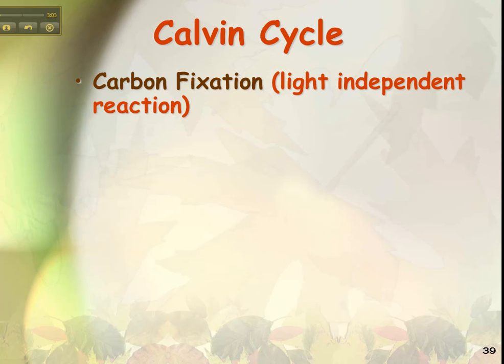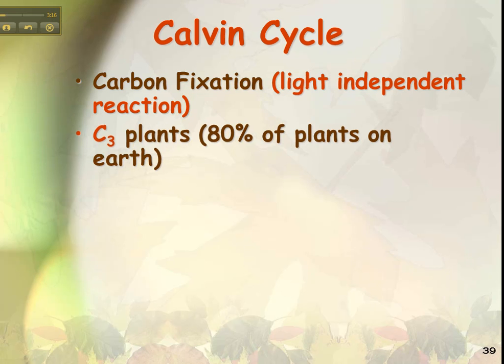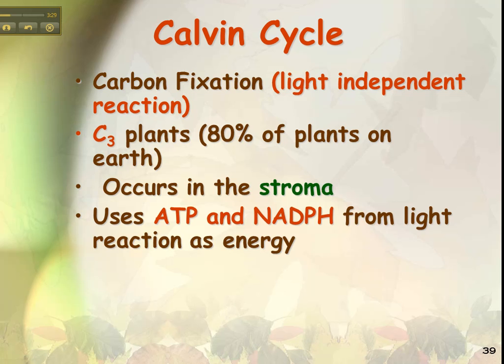So Calvin cycle is also known as carbon fixation or the light independent reaction. So again, this doesn't necessarily happen in the dark. It just doesn't need those photons in order to work. The plants that do this are called C3 plants, which are pretty much every plant that you think about. It occurs in the stroma. It's going to use ATP and NADPH from light energy. So this came from that light dependent reaction.